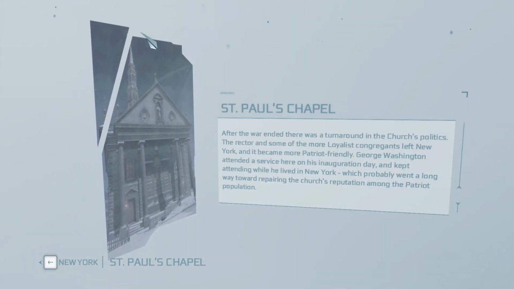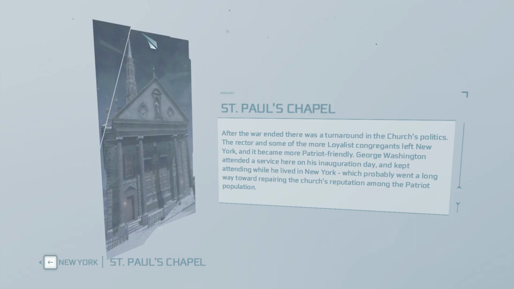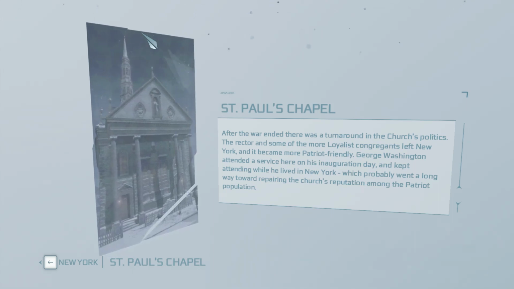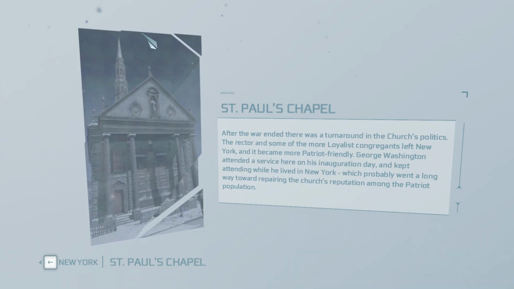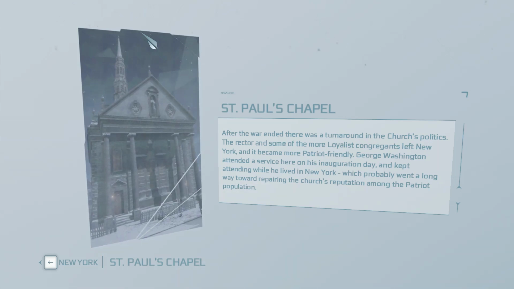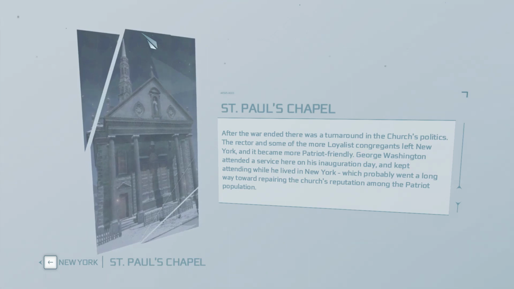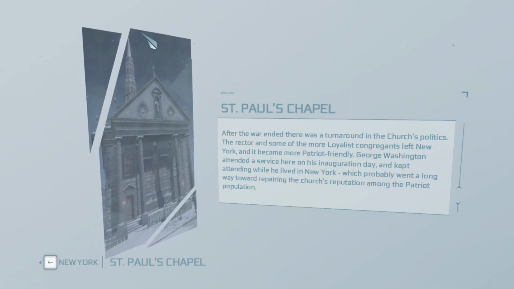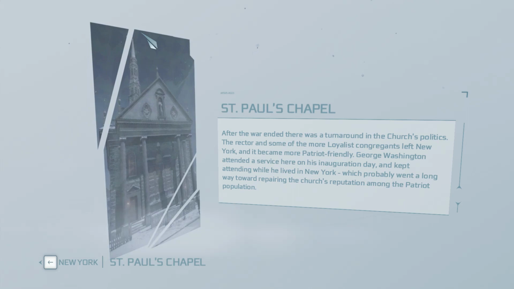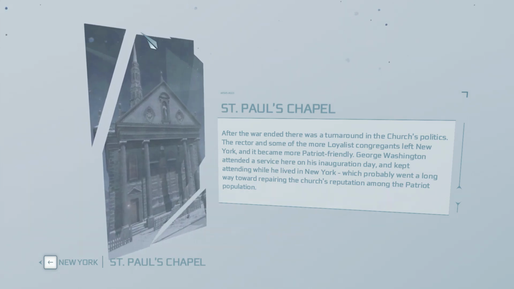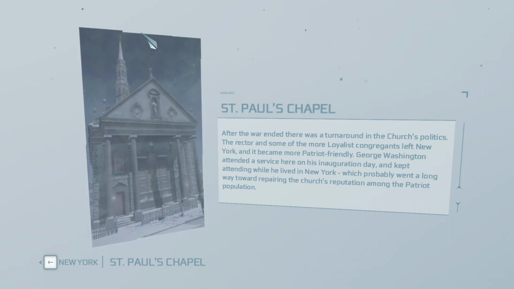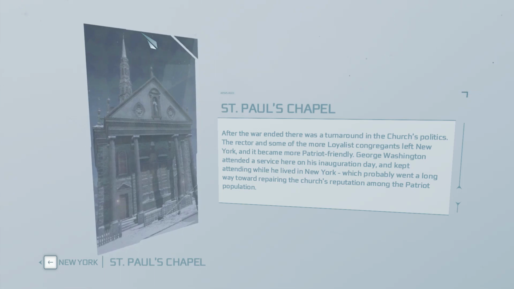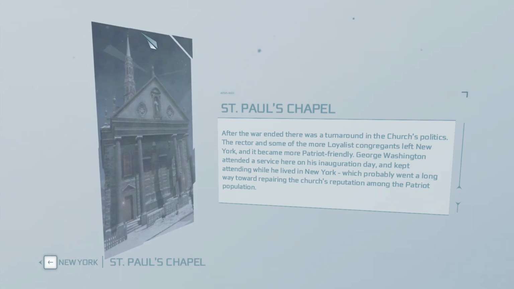After the war ended, there was a turnabout in the church's politics. The rector and some of the more loyalist congregants left New York, and it became more patriot-friendly. George Washington attended a service here on his inauguration day, and kept attending while he lived in New York, which probably went a long way toward repairing the church's reputation among the patriot population.